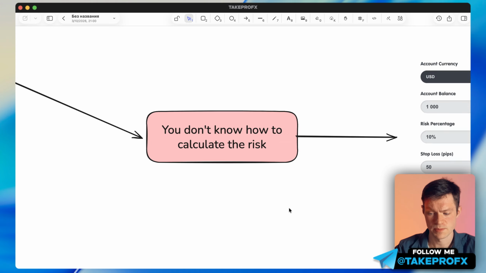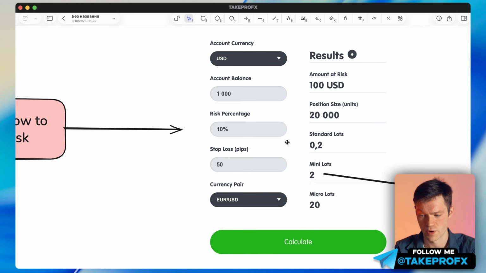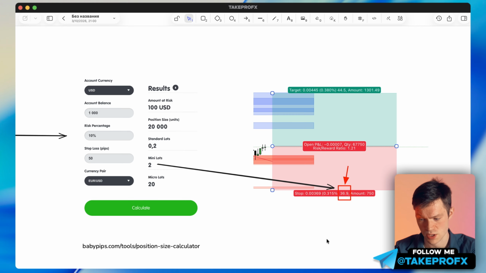I'm sure that you will be able to calculate the position size yourself using a special website, babypips.com. I've been using it for a very long time. Here you just enter the data from your account and position and calmly set up the lot that you need for trading. You will not lose more than planned.